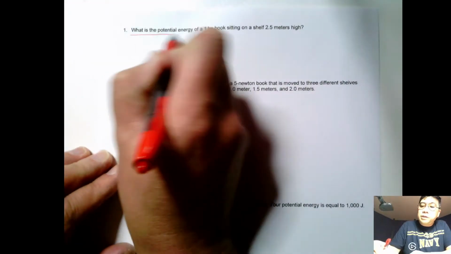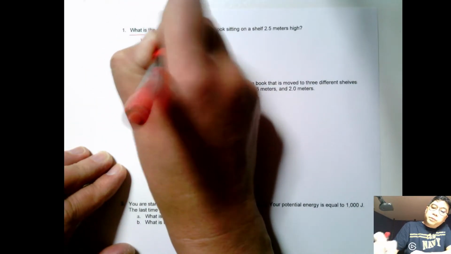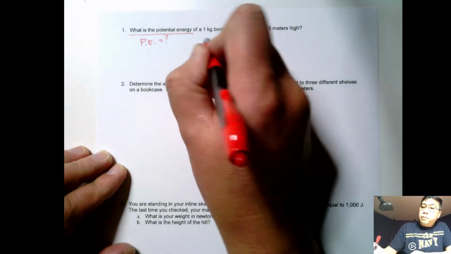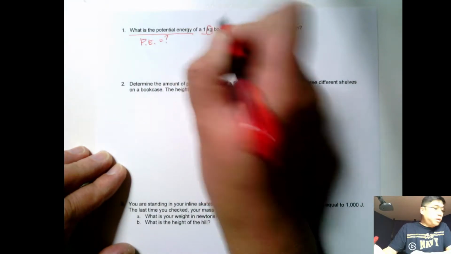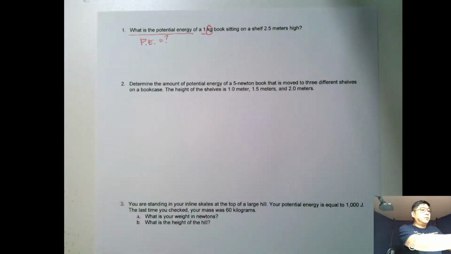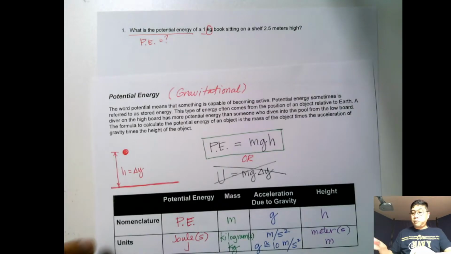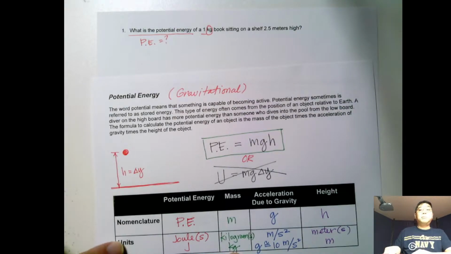So the question is, what is the potential energy? It means that we're solving for the potential energy, PE. We want to figure out the value of potential energy. The mass of the object is 1 kilogram. So we go back to the table that we just created in the previous video. Kilogram represents mass. So this is our mass.